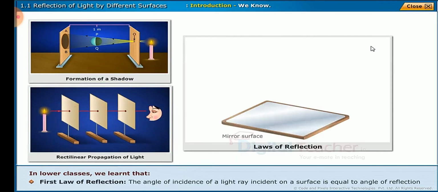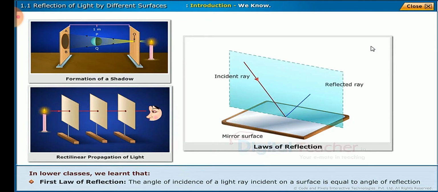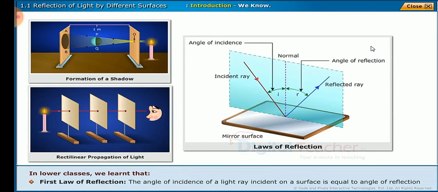The angle of incidence of a light ray incident on a surface is equal to angle of reflection. This is the first law of reflection. The incident ray, the normal and the reflected ray lie in the same plane. This is the second law of reflection.